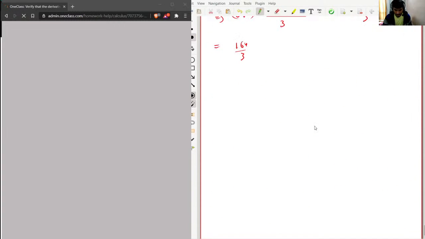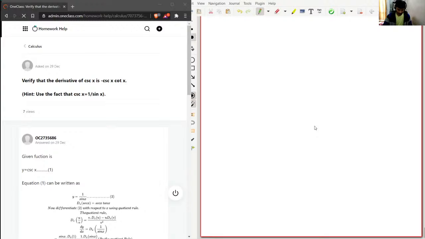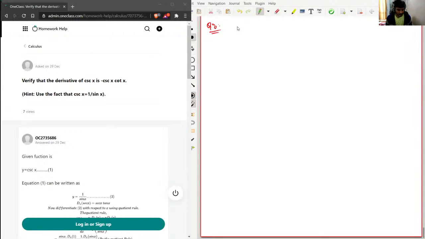So this will be 8. Verify the derivative of cosecant x is minus cosecant x cotangent x. This is very easy. We need to find the derivative. So cosecant x is nothing but 1 over sine of x. What I'll do, I'll take the derivative of 1 over sine x.